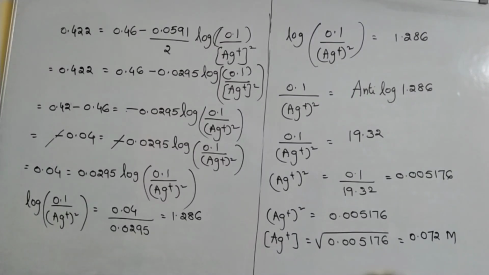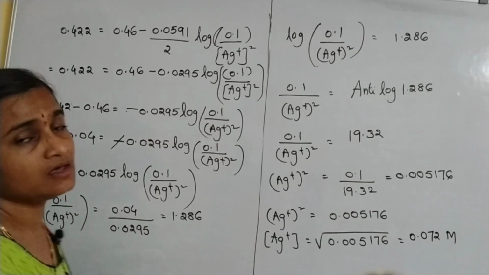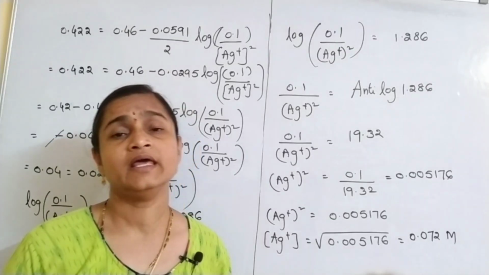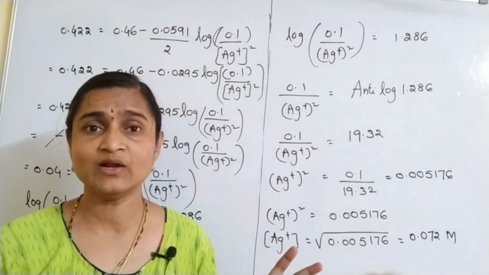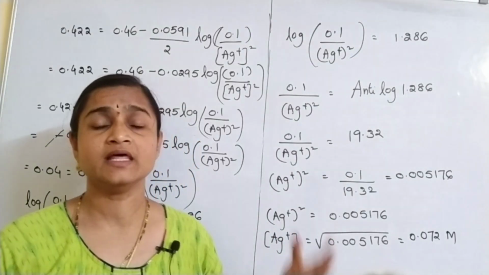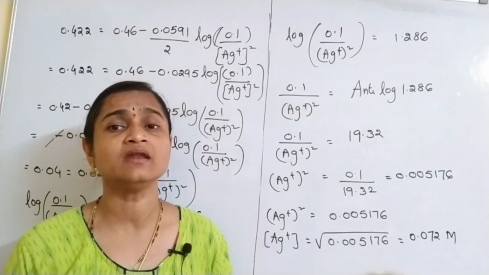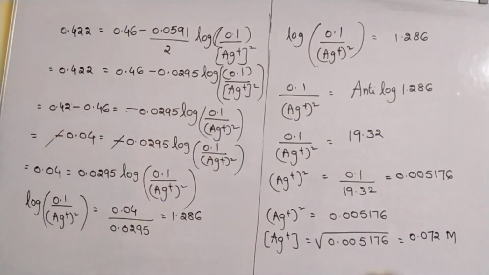He is asking us to calculate the concentration of Ag+ ions. Here, these anti-log values and all we can't remember. Either they may provide anti-log values in the bracket, then you can directly substitute and check, okay? So this is your question number 3. Please note down.